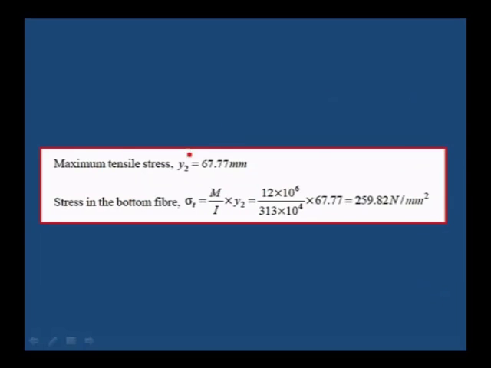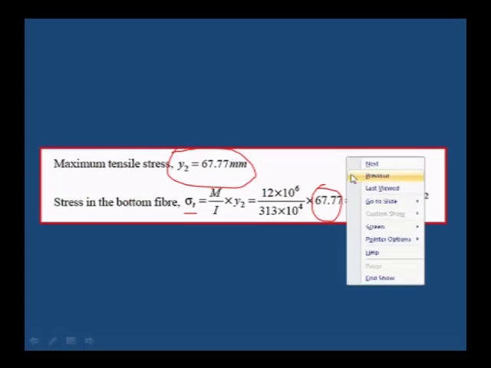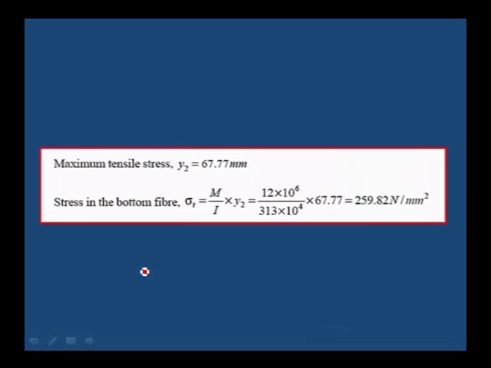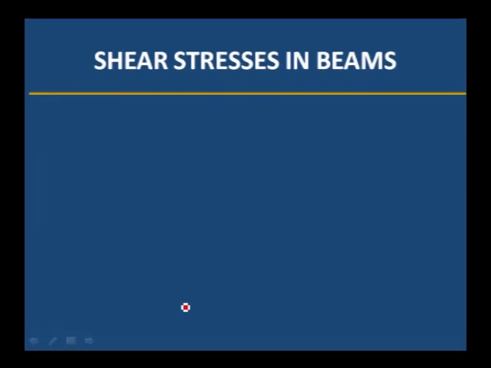Then the y2 value, 67.77. Again the same formula, sigma T is equal to M by I into y2. With y2 as 67.77, you will get 259.82 as the maximum stress. Like this we have to determine the maximum stresses.